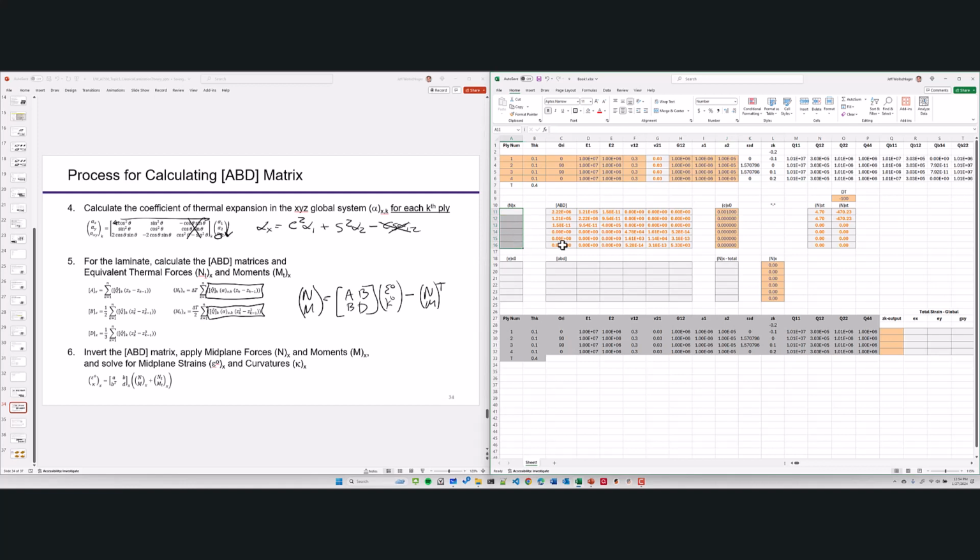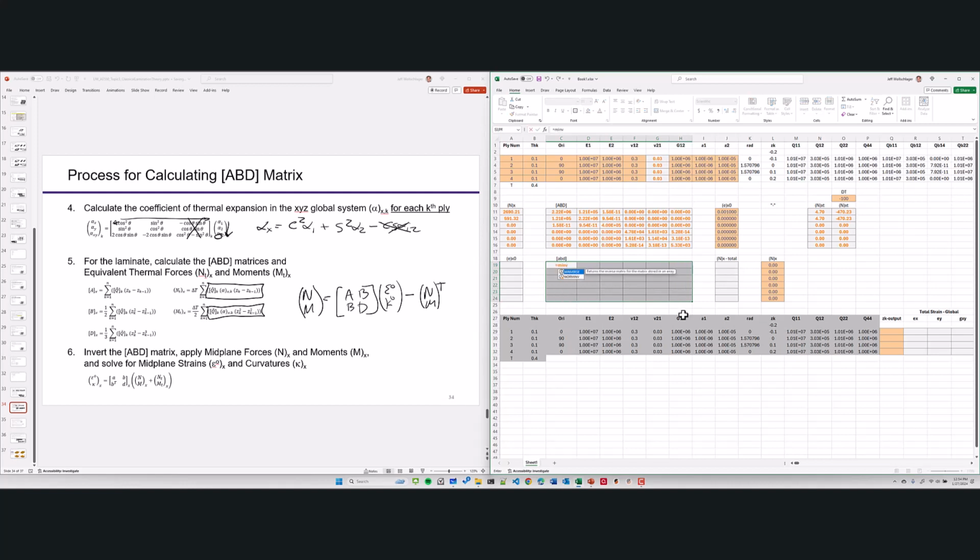So the resulting force would be equal to the multiplication, mmult, of the ABD times the midplane strains and curvatures minus the equivalent thermal forces and moments. And then I get those results there. But normally we're going to be running the equation this way, as shown in equation 6. So we have to invert the whole equation around. It means I have to calculate the inverse of the ABD. So that's easy enough.